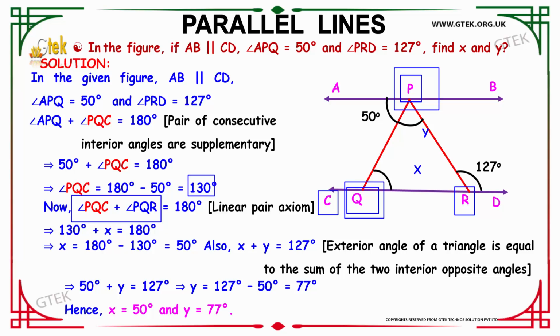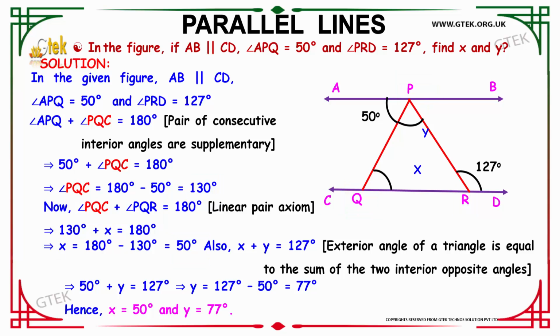Since we know the value for PQC as 130 degrees, we can substitute and find PQR, which is X. So 180 minus 130, by taking this 130 to the other side, it is minus 130. So the value of X is 50 degrees.